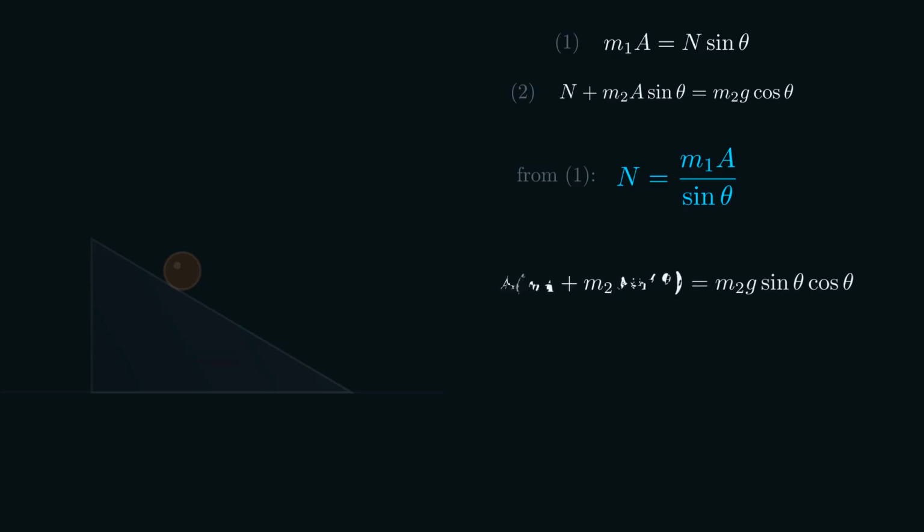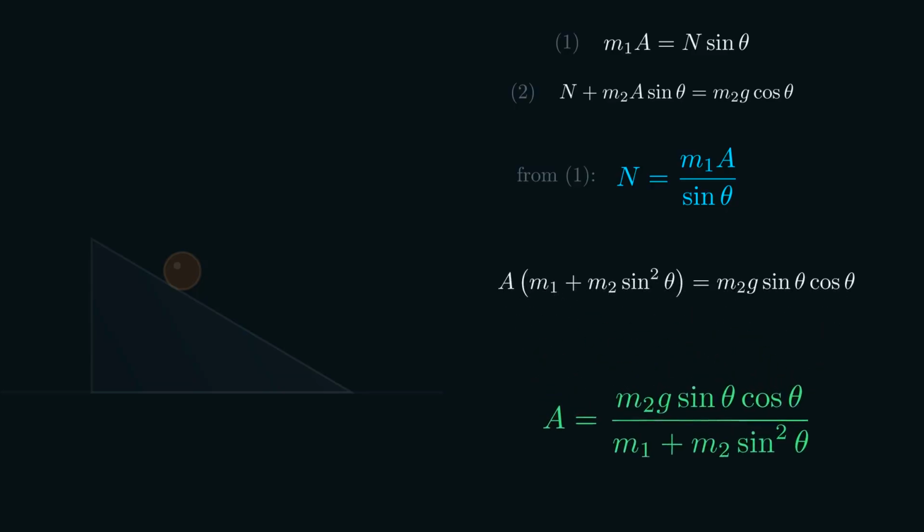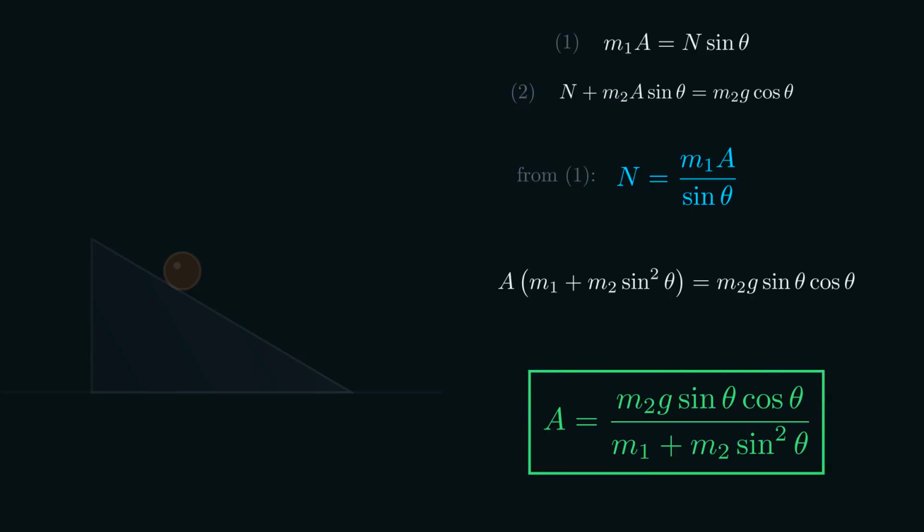Now look closely at the left side. A is hiding in both terms. So we pull it out. We factor it. And there's our bracket, all tidy. And one last step, divide across by that bracket, and out drops our answer. A equals m2g sine theta cosine theta, over m1 plus m2 sine squared theta. Isn't that clean and satisfying?